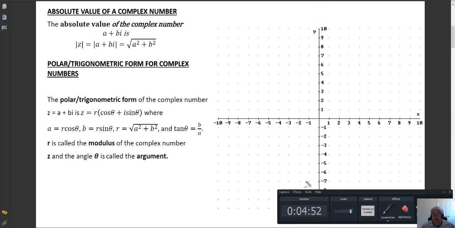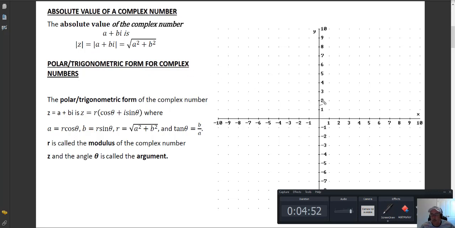All right, next up in this slide, we're going to look at what's called the absolute value of a complex number. So if you have an absolute value of a complex number in standard form, or some books will call it rectangular form, a plus bi, they will say the absolute value, and they call the complex number z sometimes, equals the absolute value of a plus bi is given by the square root of a squared plus b squared.